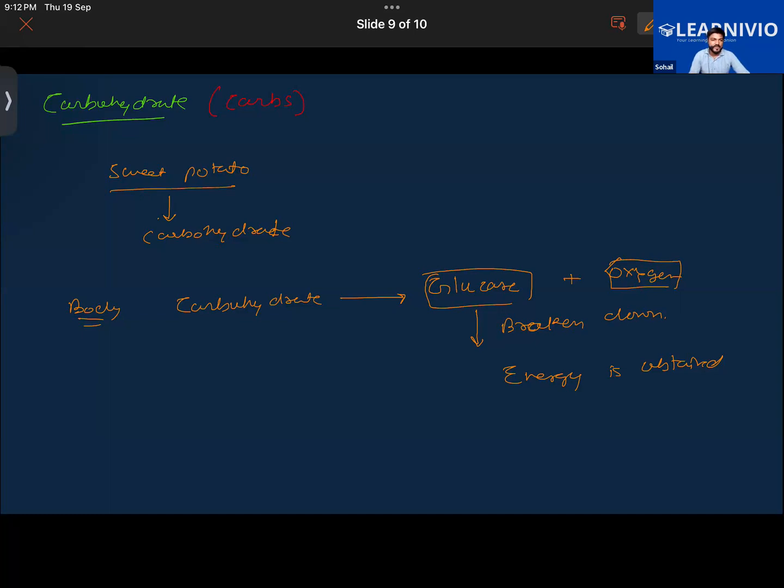That is what carbohydrate does. Also, if you can recall, I told you in the chapter about the different types of carbohydrates. Usually we say that there are three types of carbohydrates. One is sugar, another is starch, and the third we can count as fibers.